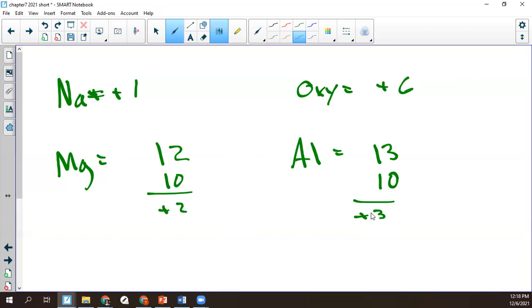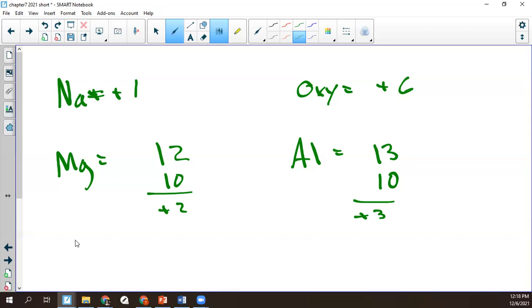How many valence electrons does sodium have? 1. Magnesium, 2. Oxygen, 6. And it's the family number, so it's a big chemical love triangle. Effective nuclear charge is just equal to the family, because it's all of them minus the core, which is the same as the valence, which is what the family is. It's just, they're all the same.